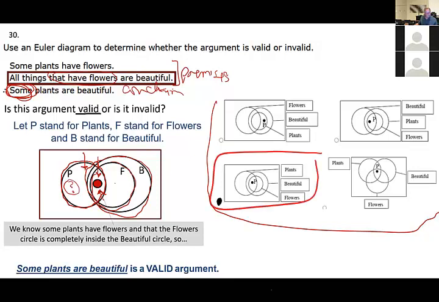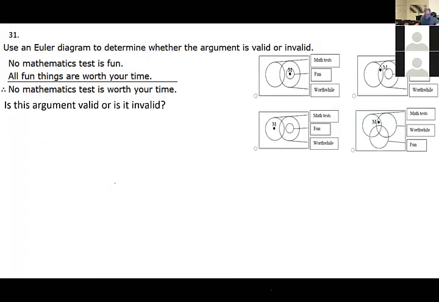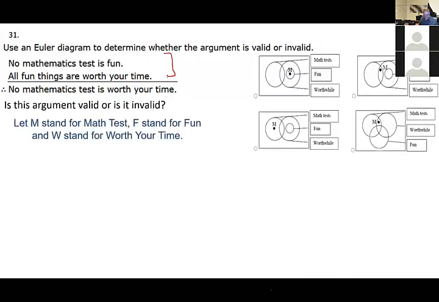And the last one somebody wrote down was 31, so at least I'll get to that one. It says use an Euler diagram to determine whether the argument is valid or invalid. Same sort of thing. It says no mathematics test is fun. All fun things are worth your time. Therefore, no mathematics test is worth your time. So the two premises are above the horizontal line. I'm going to use M for math test, F for fun, and W for worth your time.